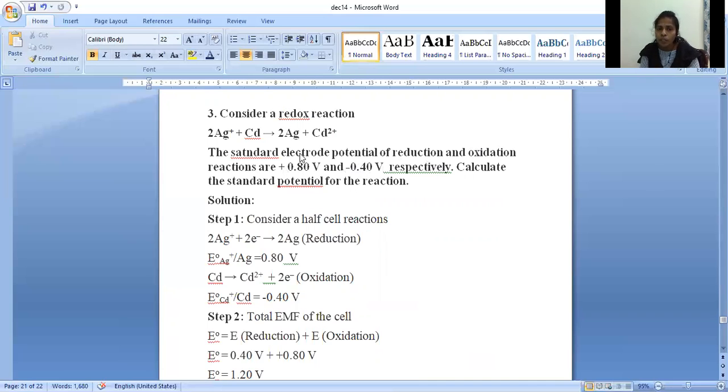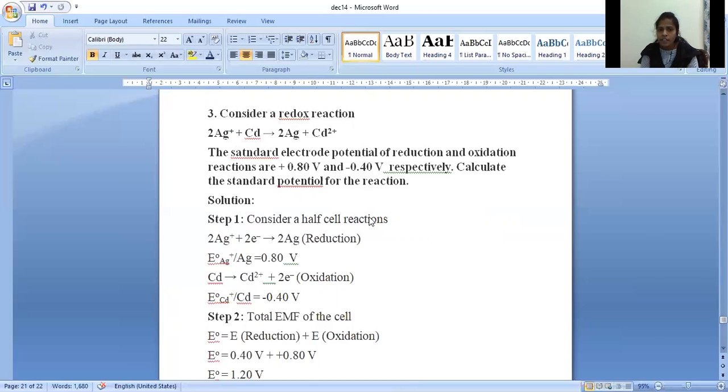So we know E naught of reduction, E naught of oxidation. So here which undergoes reduction? Ag plus converts to Ag. How does Ag plus convert to Ag? By gaining electrons only. Gaining of electrons is nothing but reduction. So silver undergoes reduction. But cadmium is losing 2 electrons to produce Cd plus 2. So cadmium is losing electrons, so cadmium undergoes oxidation here.